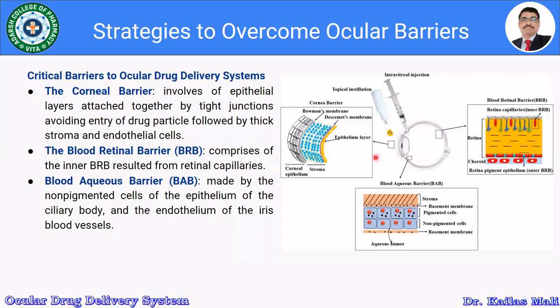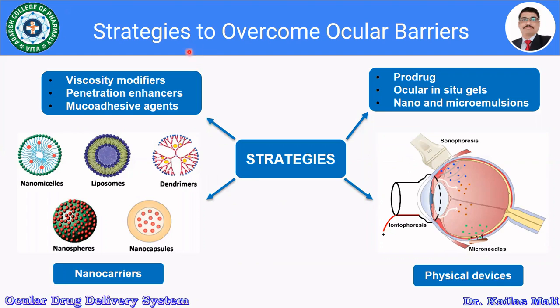Let us see the various strategies to overcome the ocular barriers, like the corneal barrier, blood-retinal barrier, blood-aqueous barrier, along with the scleral barrier, Bruch's-choroid complex, the retinal pigment epithelium, and so on. Let us see the strategies to overcome the ocular barrier. There are many strategies which are widely used.